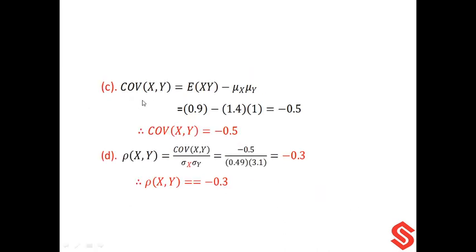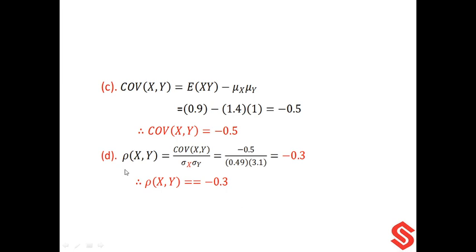Next, C, covariance of xy is equal to expectation of xy minus mu x mu y. We know expectation of xy is 0.9, mu x is 1.4, mu y is 1. Substitute the values, and we get the covariance as -0.5.